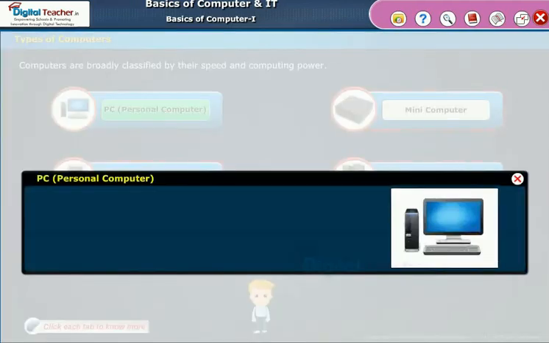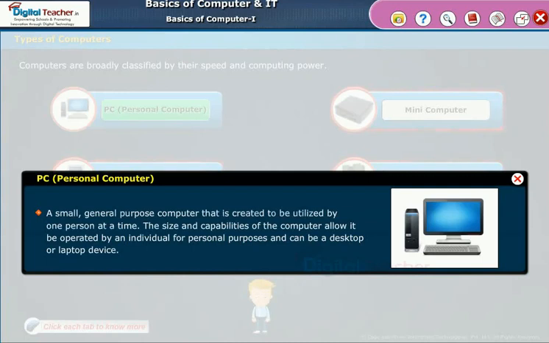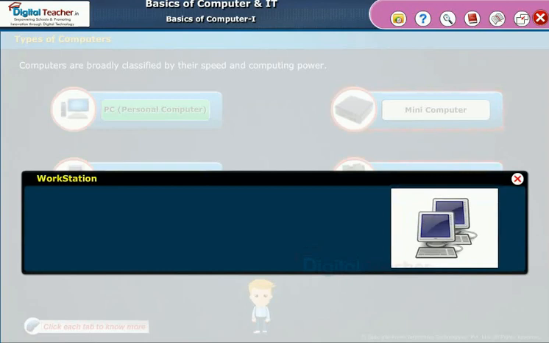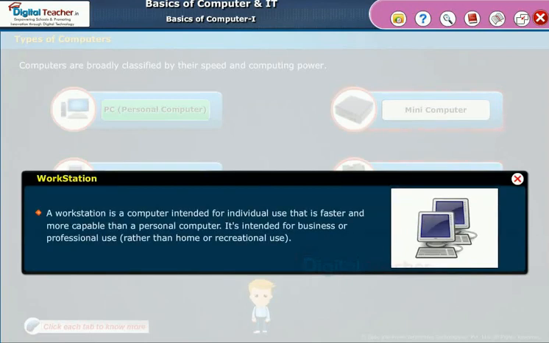PC, personal computer. A small general-purpose computer that is created to be utilized by one person at a time. The size and capabilities of the computer allow it to be operated by an individual for personal purposes and can be a desktop or laptop device. Workstation. A workstation is a computer intended for individual use that is faster and more capable than a personal computer. It's intended for business or professional use rather than home or recreational use.